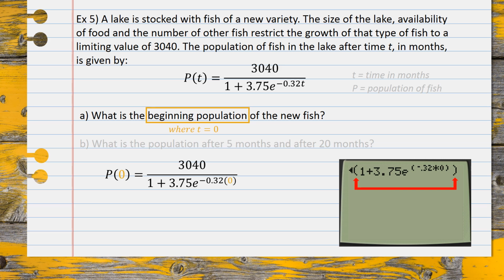Hopefully you found the result to be 640. Now that we've solved it, let's write our sentence. The beginning population was 640 fish.